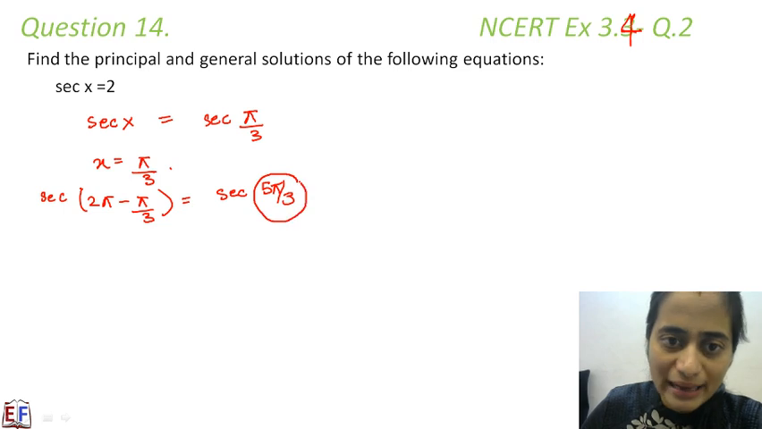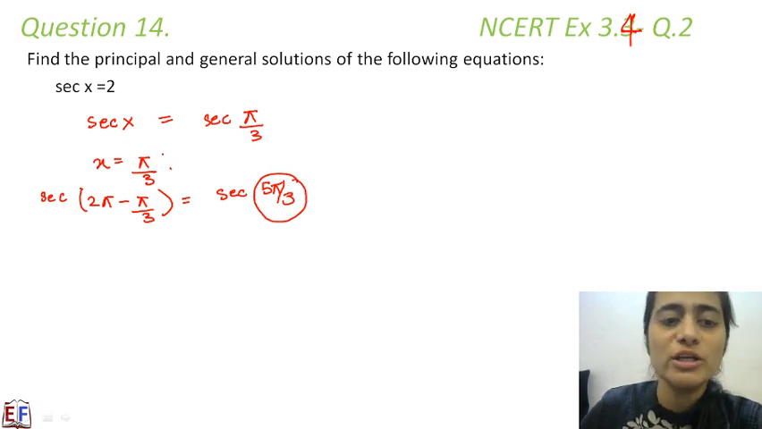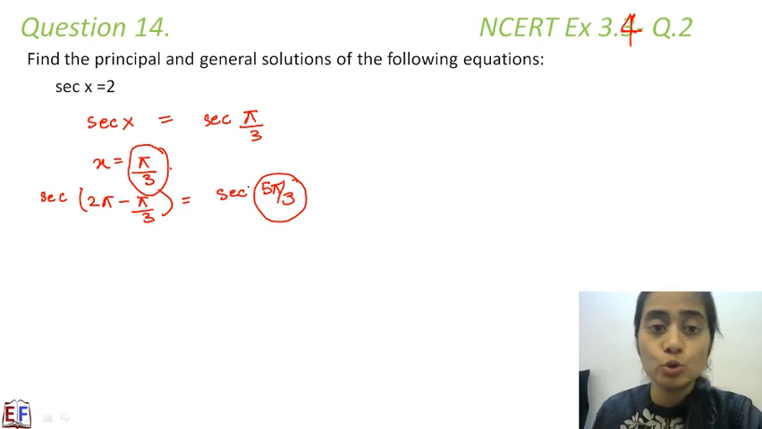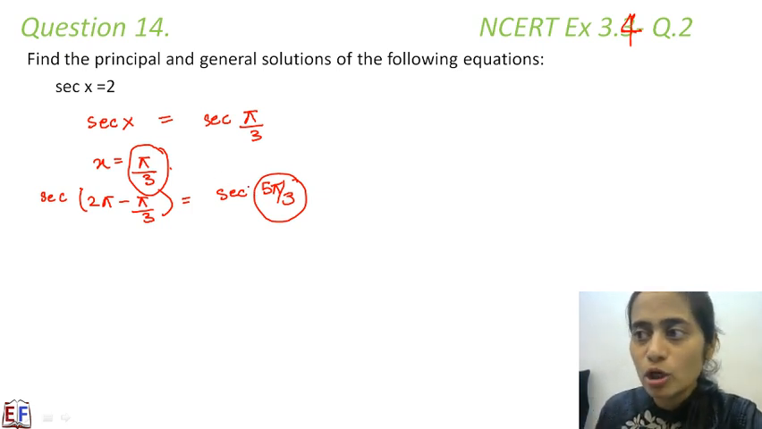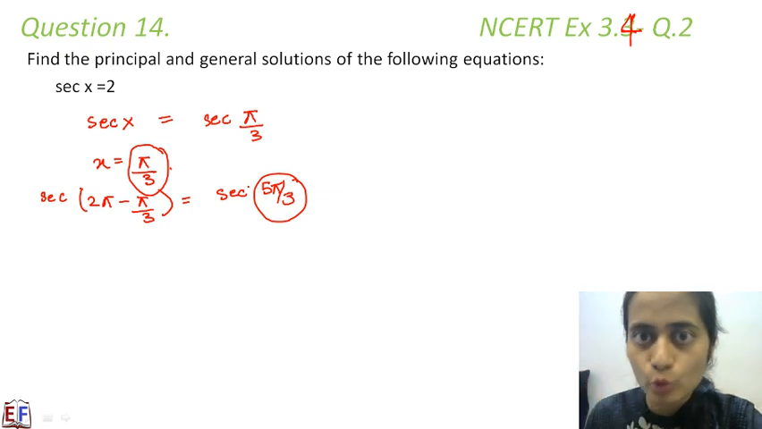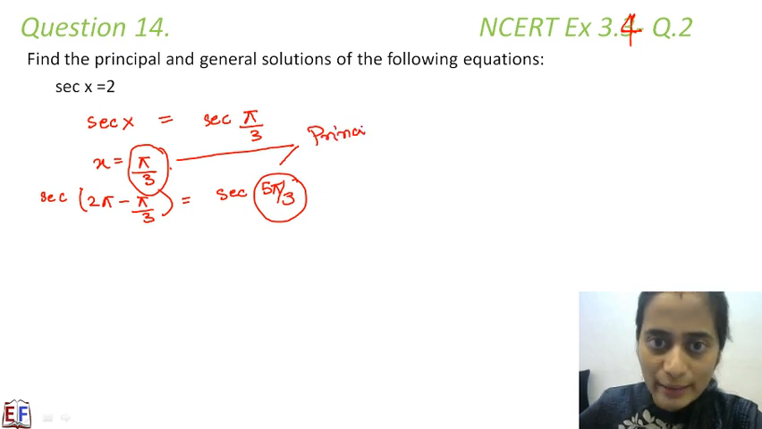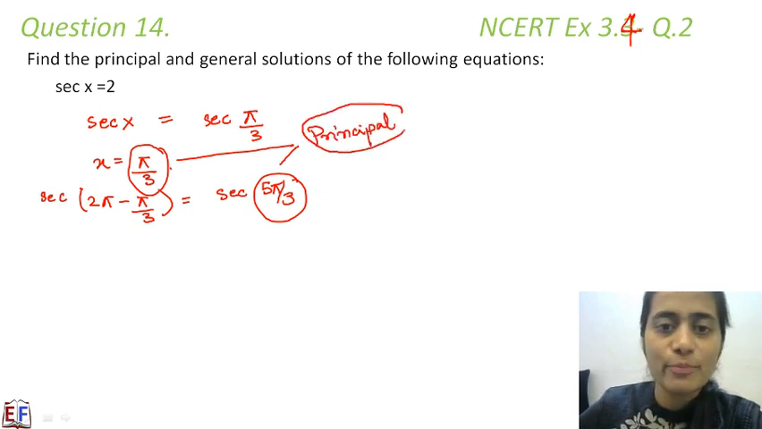So 5 pi by 3 में भी sec theta की वही वैल्यू होगी जो sec pi by 3 में होगी, और ये दोनों ही वैल्यू जो है ये 2 pi से कम है. Since both of these values are less than 2 pi, they both are principal solutions. So principal solutions क्या हो जाएगा? x is equal to pi by 3 and x is equal to 5 pi by 3.